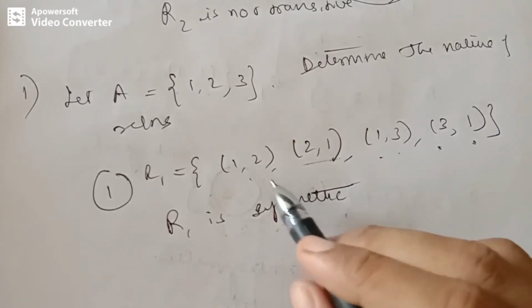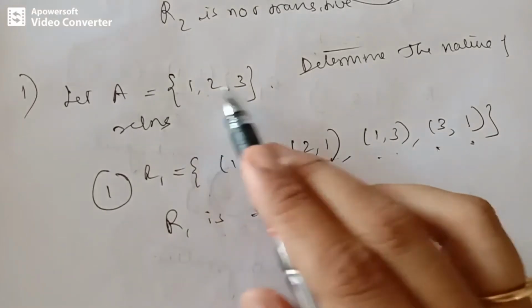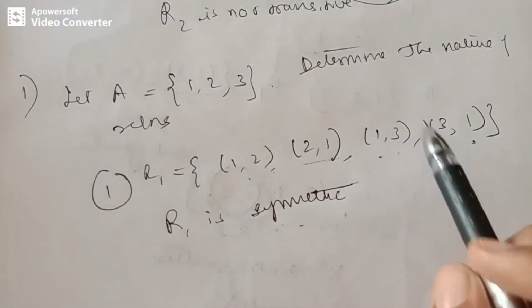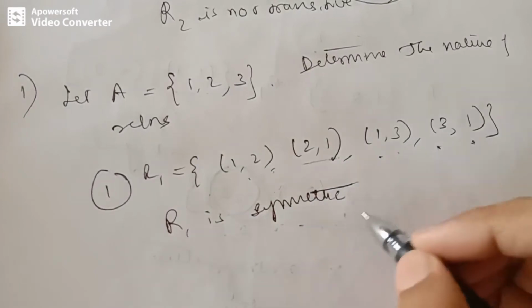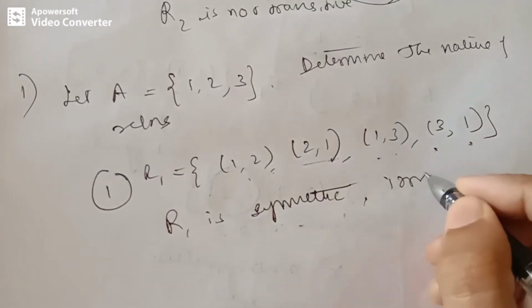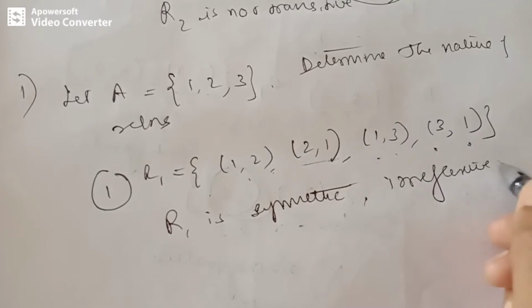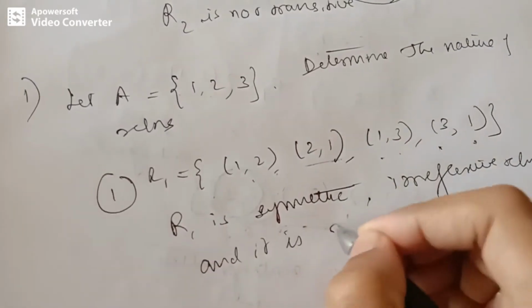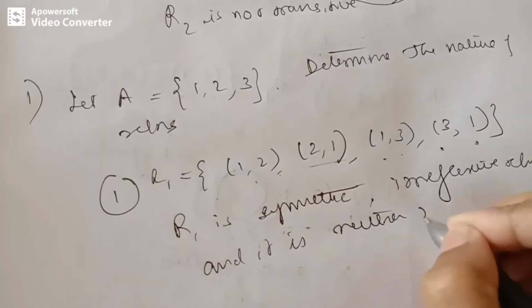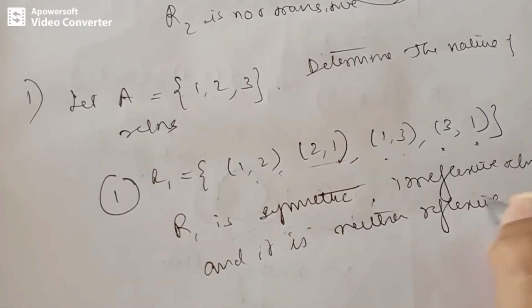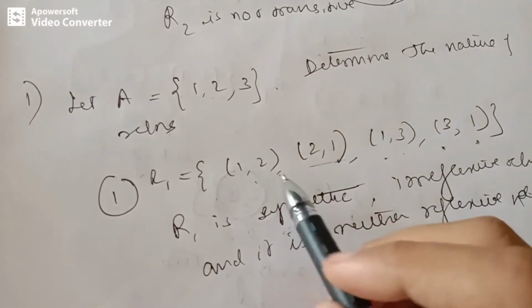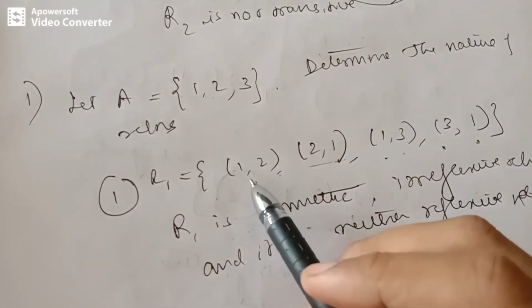Before that, is it an irreflexive relation? Yes, because I do not have even a single element that is related to itself. I do not have 1, 1 or 2, 2 or 3, 3. So the relation is an irreflexive relation, and it is neither a reflexive relation, nor is it a transitive relation.